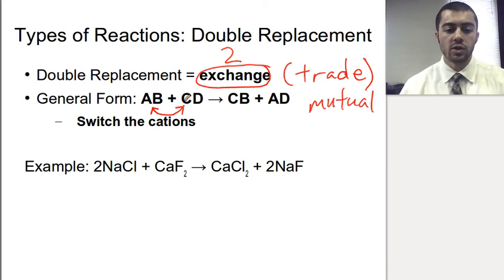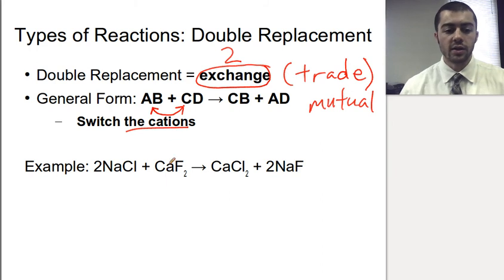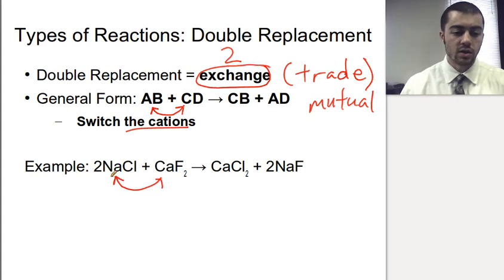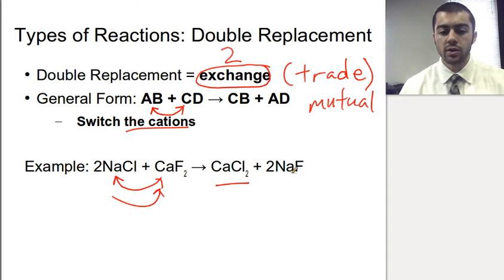So again, we're going to switch cations with cations. So we're going to switch the cations here. C is going to come in for A and make CB, and A is going to come in for D and make AD. So we're switching the cations here, and for a real example here we have sodium chloride and calcium fluoride making calcium chloride and sodium fluoride. So what we did here, the sodium was originally with the chlorine, so we're going to switch the cations, and now the calcium is going to come in here and be with the chloride, and that's how we end up with this. And the sodium is going to come in here and end up with the fluorine, so we end up with sodium fluoride. So we're switching the cations. That's the key here with double replacement.